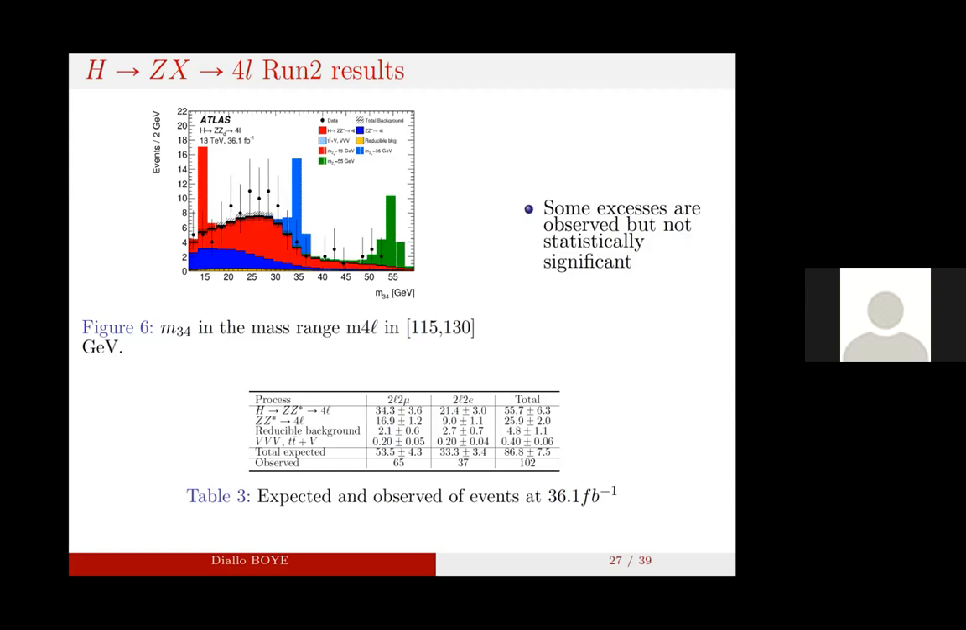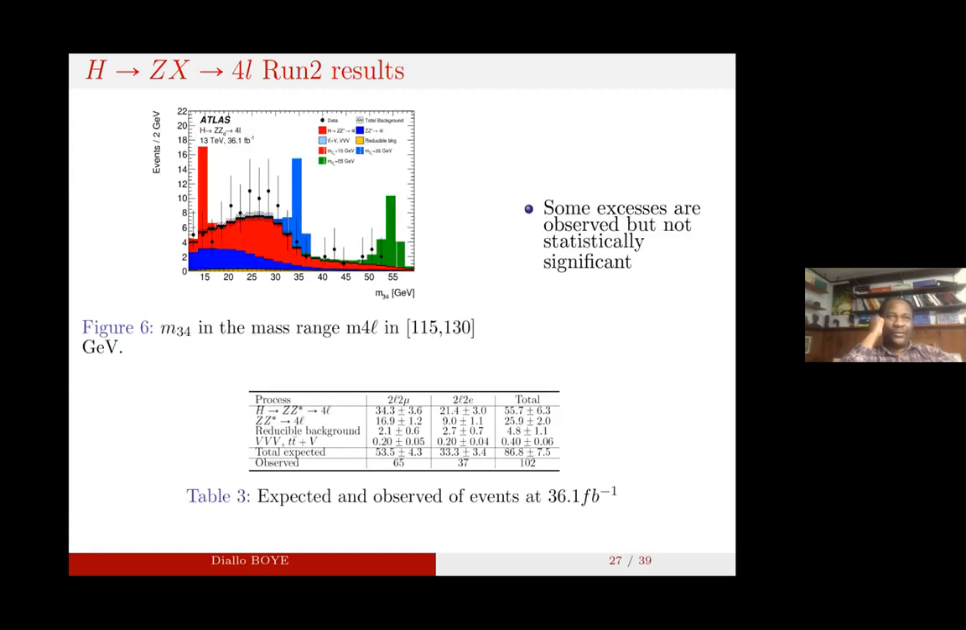So for the ZX channel result in run two, this is again the distribution of M34. And here again, you can see that the data in black dots are consistent with the backgrounds, and the observed and the expected ones are very close here. So we have seen some excesses, but not statistically significant.